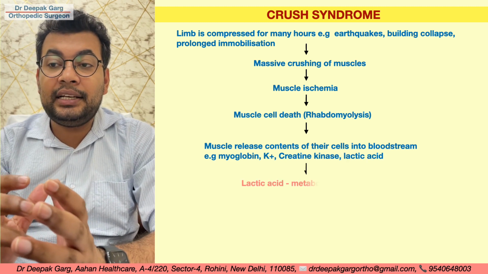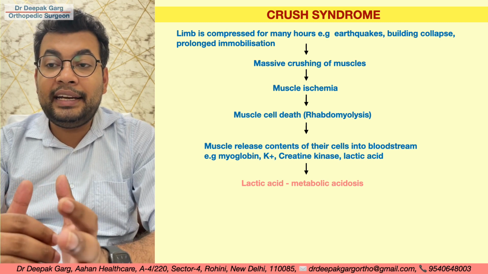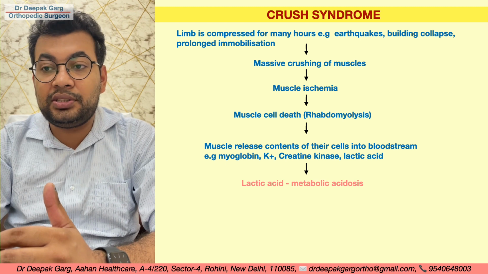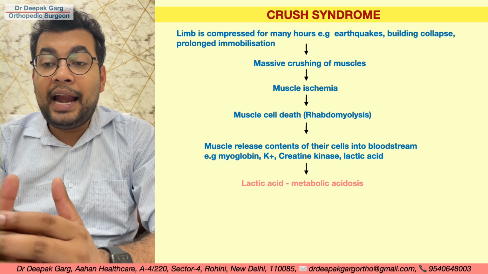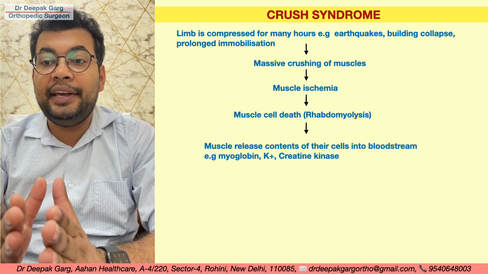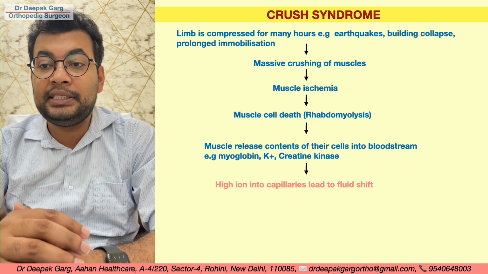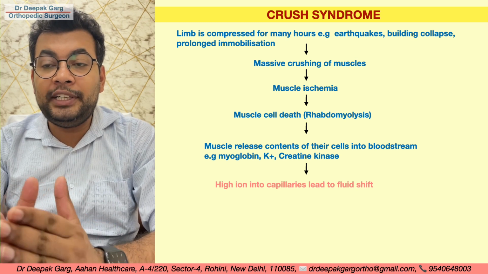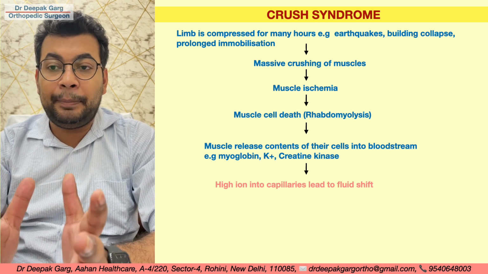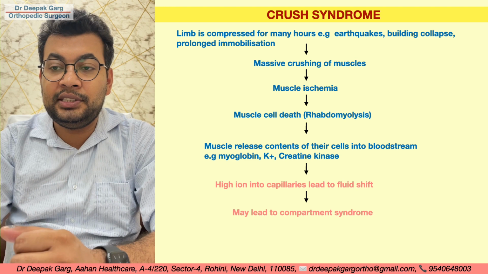Similarly, lactic acid collects in the tissue because of the ischemia. If the lactic acid comes into the blood, it will lead to metabolic acidosis. And similarly, there is a fluid shift from the intravascular space into the injured tissue, and this fluid shift will increase the pressure, and it may lead to compartment syndrome in some cases.